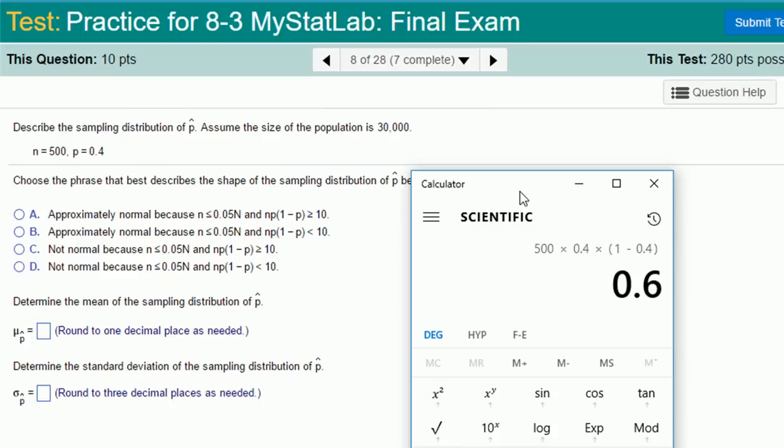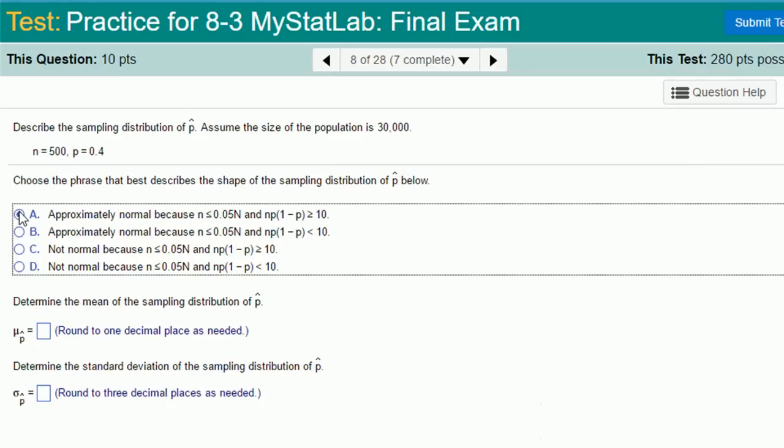All right, 500 times 0.4 times 1 minus 0.4. That's 120. Or sorry, that 120 is greater than or equal to 10. So I do have an approximately normal distribution because both of these conditions are satisfied.